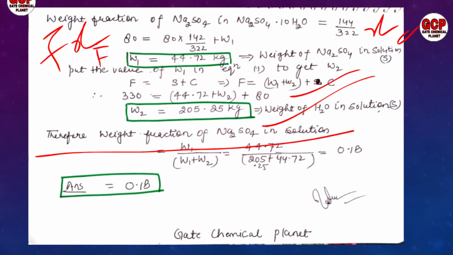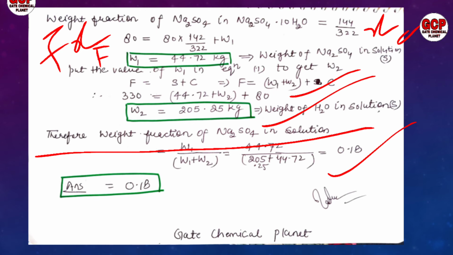So we can calculate the weight fraction of salt in the solution. The weight fraction of salt is W1 divided by W1 plus W2. This value comes to 0.18. In this way, in more detail, I have shown how to find the values of W1, W2 and Xc. I think this question is clear to all the students. Now you can ask questions if you are not clear.